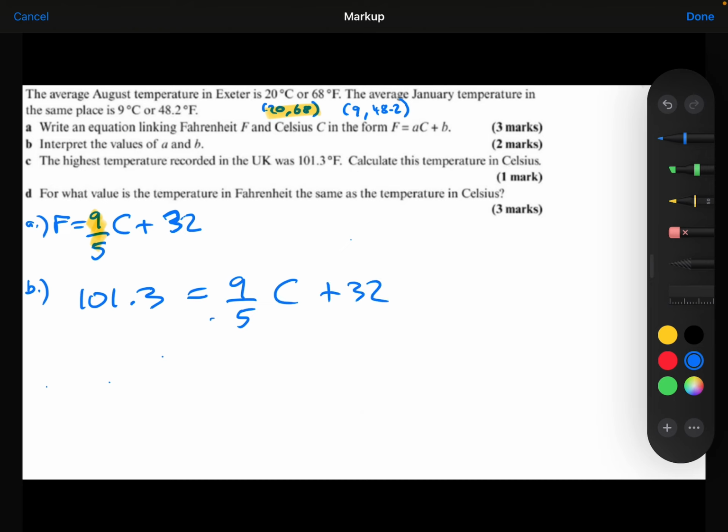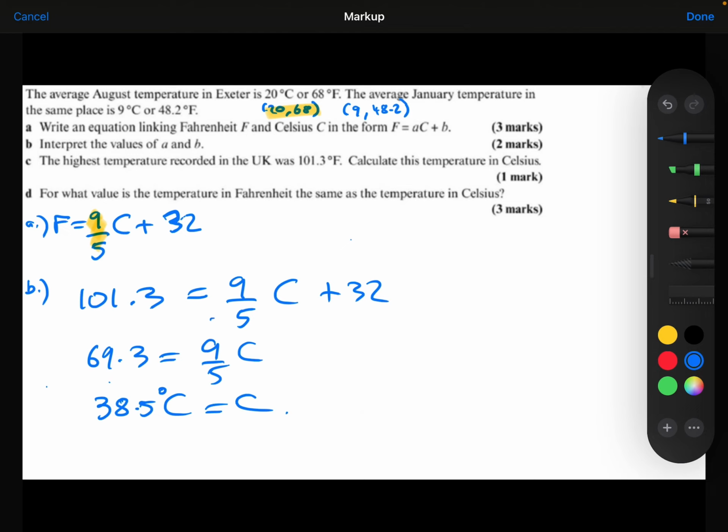If we take the 32 away from both sides here, then we find that 9 over 5C is equal to 69.3. Times that by 5, and then divide it by 9, and we find that C is going to be 38.5 degrees Celsius. So that is the maximum highest temperature recorded in the UK.